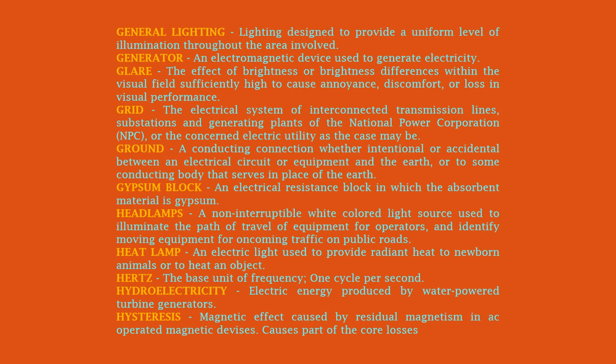General lighting, lighting designed to provide a uniform level of illumination throughout the area involved. Generator, an electromagnetic device used to generate electricity. Glare, the effect of brightness or brightness differences within the visual field sufficiently high to cause annoyance, discomfort, or loss in visual performance. Grid, the electrical system of interconnected transmission lines, substations and generating plants of the National Power Corporation, NPC, or the concerned electric utility as the case may be.